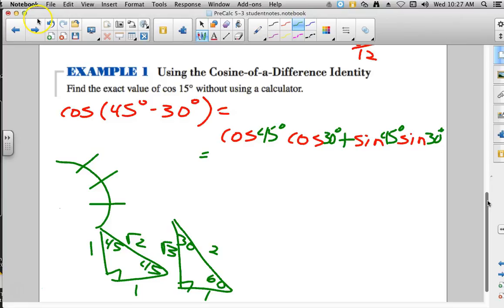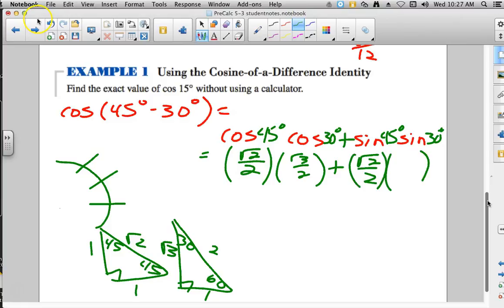So, cosine of 45 degrees, what is it? Square root of 2 over 2. Oh, okay. Cosine of 30 degrees. Square root of 3 over 2. Sine of 45 degrees. Square root of 2 over 2. Sine of 30 degrees. Is it 1/2, everybody? Okay.